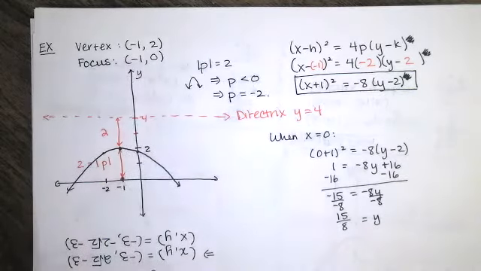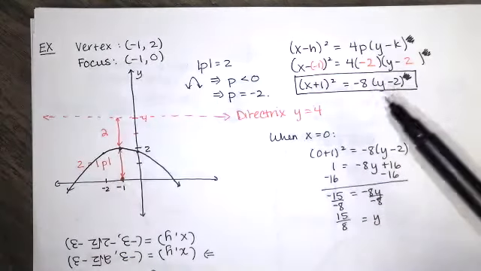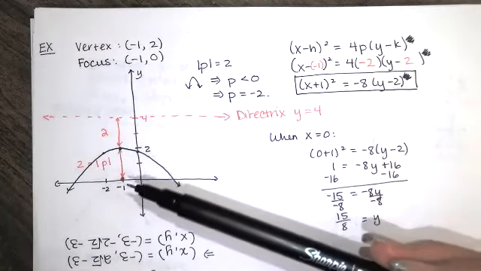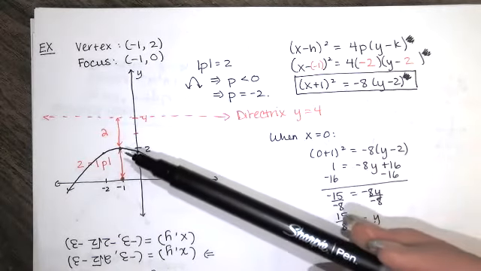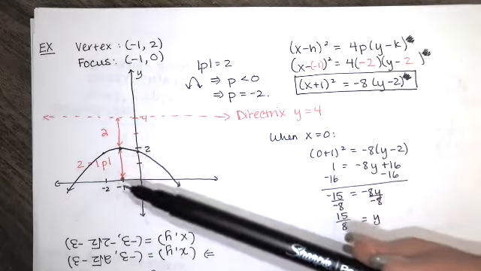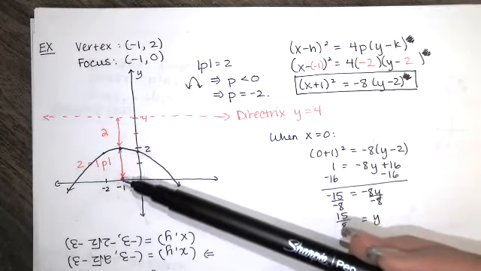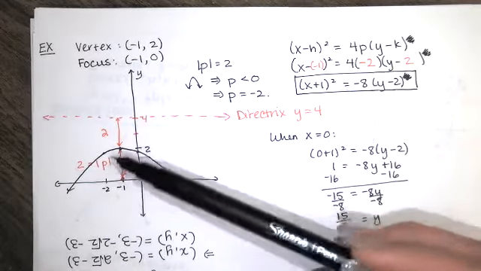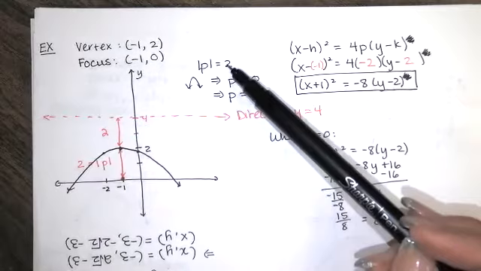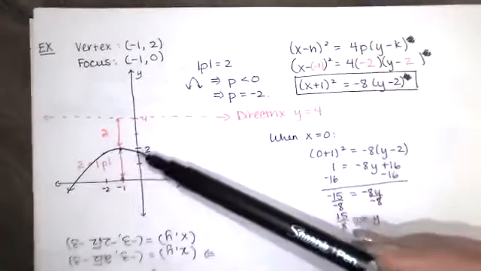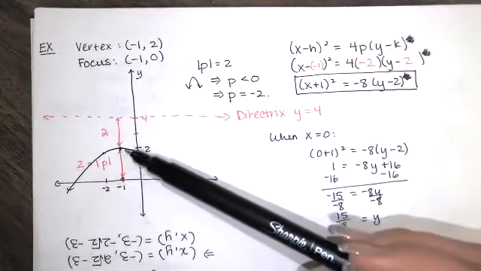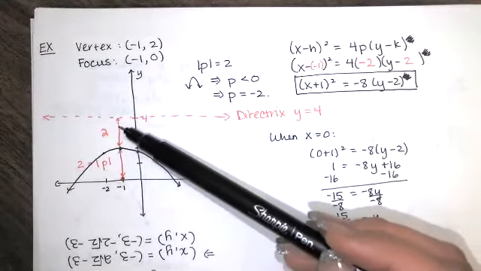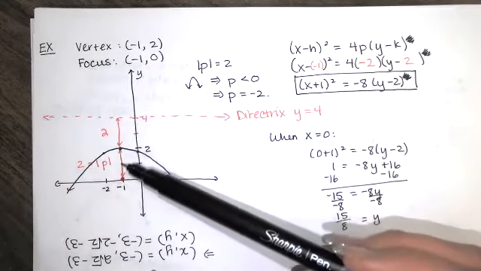Okay, now let's review what we just did. In order to find the equation, the first thing I did was I graphed the vertex and the focus. And then I looked at the distance between the vertex and the focus, and I called that the absolute value of p. The distance between the vertex and the focus is 2 units. So the absolute value of p must be 2. So that means p is either +2 or -2. Then I go 2 units on the other side of the vertex to find the directrix.